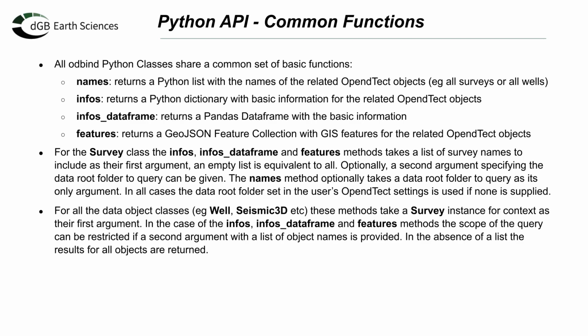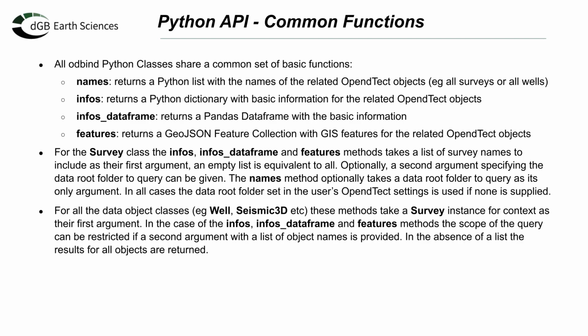All odbind classes have a common set of functions to extract information of interest. The names function returns a list with the names of the related OpendTect objects. This could be all surveys or all 3D seismic volumes. The infos function returns a dictionary with basic metadata for the objects. The infos data frame returns the same information, but this time in a pandas data frame format. Features returns a GeoJSON feature collection with a GIS representation for the objects.